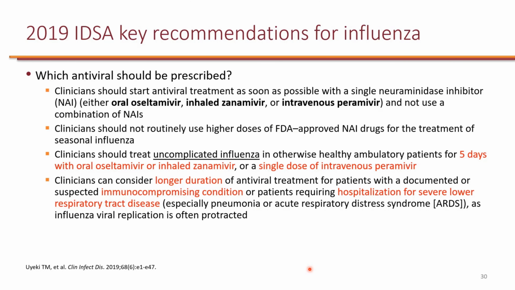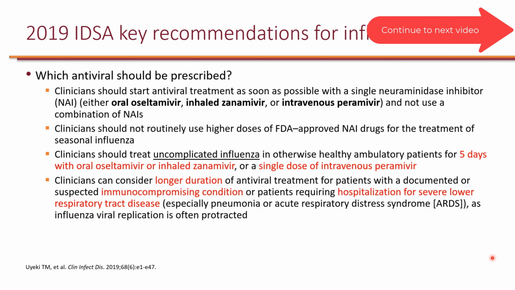Now, which antiviral should be prescribed? The IDSA guidelines actually say that clinicians can choose any of the neuraminidase inhibitors: either oral oseltamivir, inhaled zanamivir, or IV peramivir. For uncomplicated influenza, the duration of therapy depends on the agent. It's 5 days of therapy for either oral oseltamivir or inhaled zanamivir. However, with IV peramivir, it's a single dose. However, these are for uncomplicated patients. You may consider longer duration of antiviral therapy in patients who are immunocompromised or patients requiring hospitalization for severe lower respiratory tract disease.